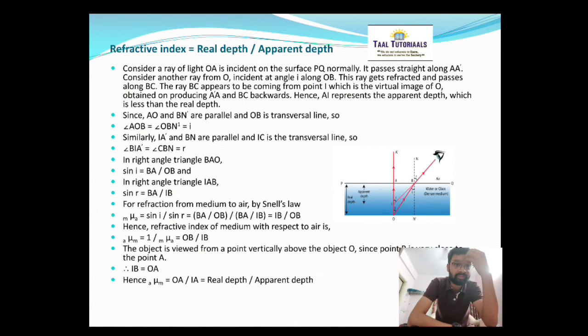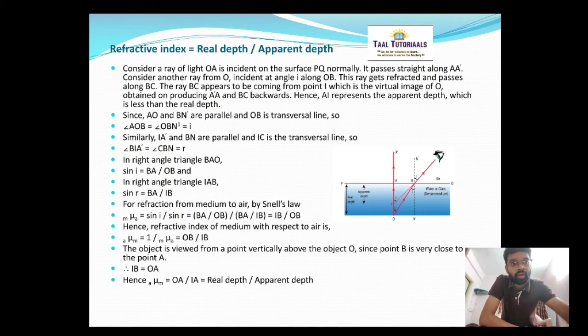So here the refractive index of the medium with respect to air, mu A M, is OB by IB. Hence, the object is viewed from a point vertically above the object O, since point B is very close to the point A. Hence, IB is equal to OB and mu is equal to OA by IA, that is nothing but real depth by apparent depth.